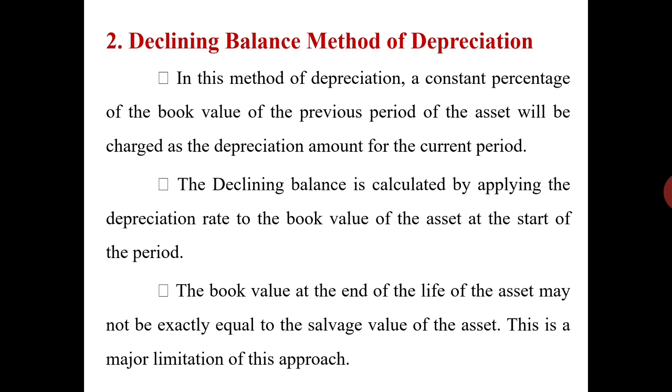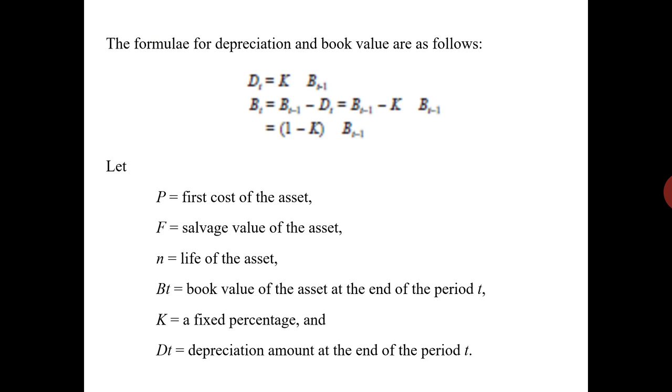In this method, a fixed percentage is used to calculate the depreciation value and book value for a particular year. We calculate the depreciation value by multiplying the fixed percentage by the previous year's book value. Finally, we get the depreciation value for that year. This formula is used to calculate the depreciation and book value of every year.